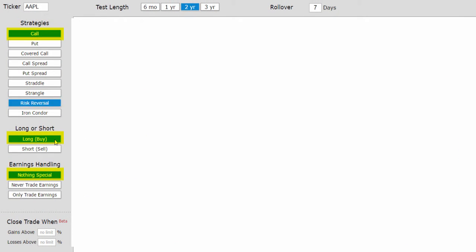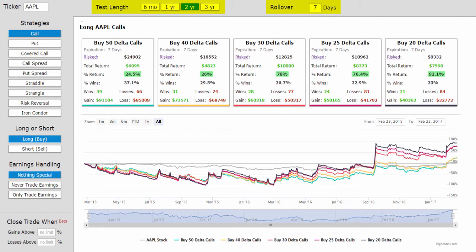I start with owning a long call, doing nothing special with earnings over the last 2 years and trading it weekly. I tend to focus on this 50 delta call. So it looks like if I do nothing special with earnings, I would have made 24.5% over the last 2 years.